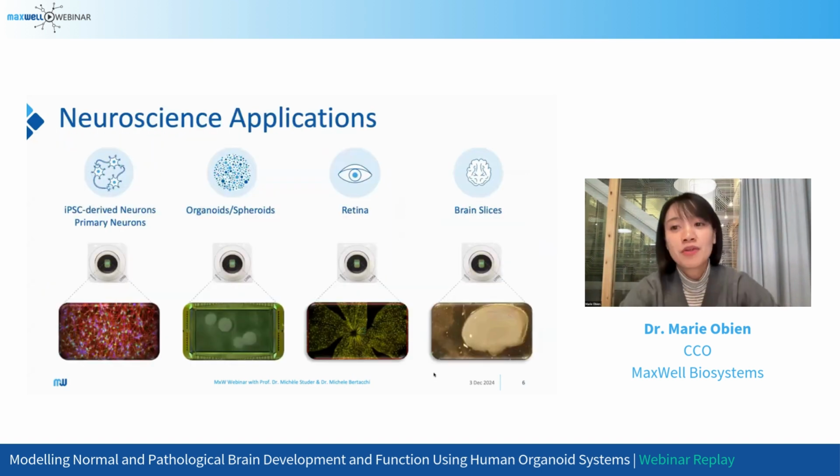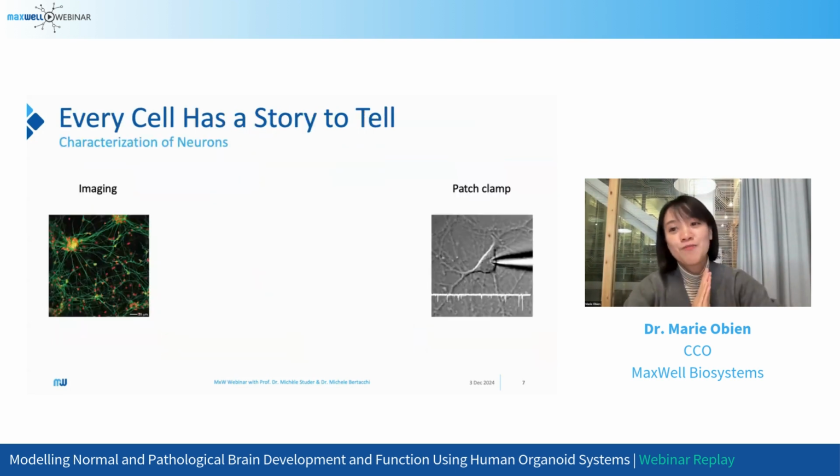So what are the neuroscience applications where our systems can be used? As I mentioned, 2D cultures such as iPSC-derived neurons and primary neurons, 3D such as organoids and spheroids, also acute samples such as retina and brain slices. For today, we will focus more on organoids, and that is what the talk by Michele and Michelle will be focusing on. So now about Maxwell Biosystems technology.